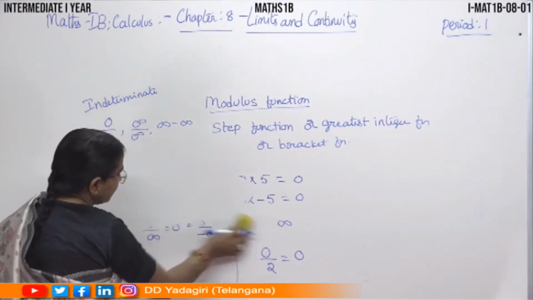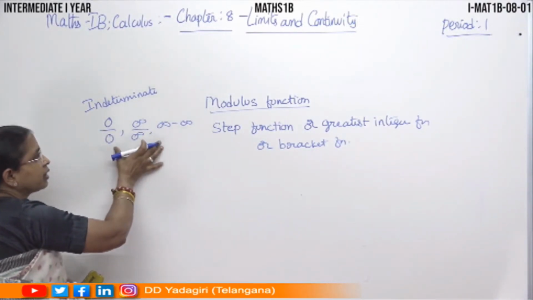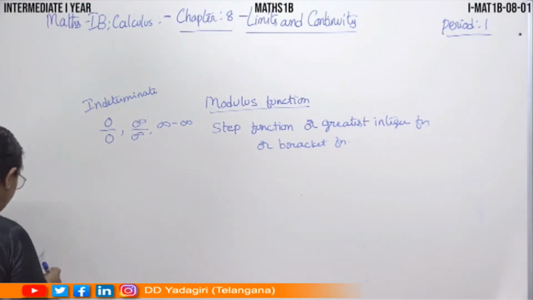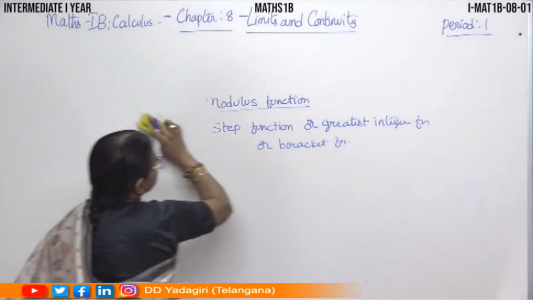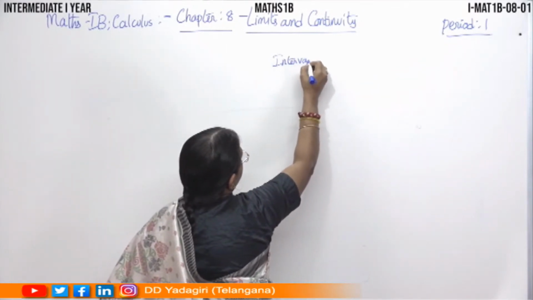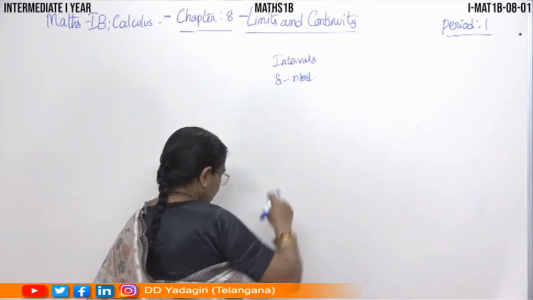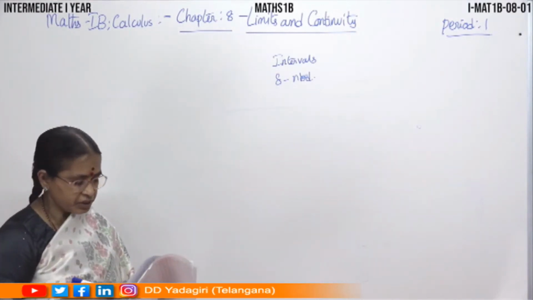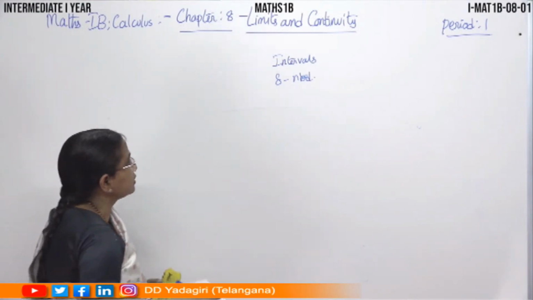So in general, these are indeterminate forms: 0 by 0, infinity by infinity. There are many more forms, but you will come across these indeterminate forms in the limits chapter. Next we'll define limits. So we studied about intervals, delta neighborhood, deleted neighborhood, and then these different functions: modulus function, step function, and their properties, and then indeterminate forms. Now we'll come to the definition of limits.